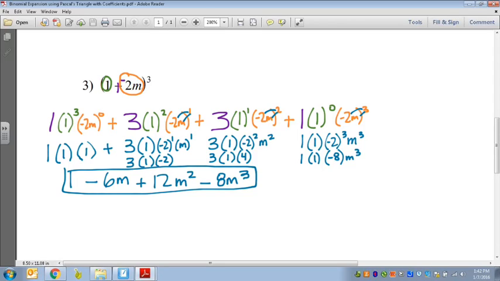All right, so whatever term is first, make sure that's the term that you start with the highest exponent, so 3, 2, 1, 0. And then the negative 2m is the second term, so you start at the bottom, 0, and go all the way up to 3. So that is how you expand a binomial with a coefficient in front of a variable, as well as how you deal with a subtraction binomial or a difference binomial.